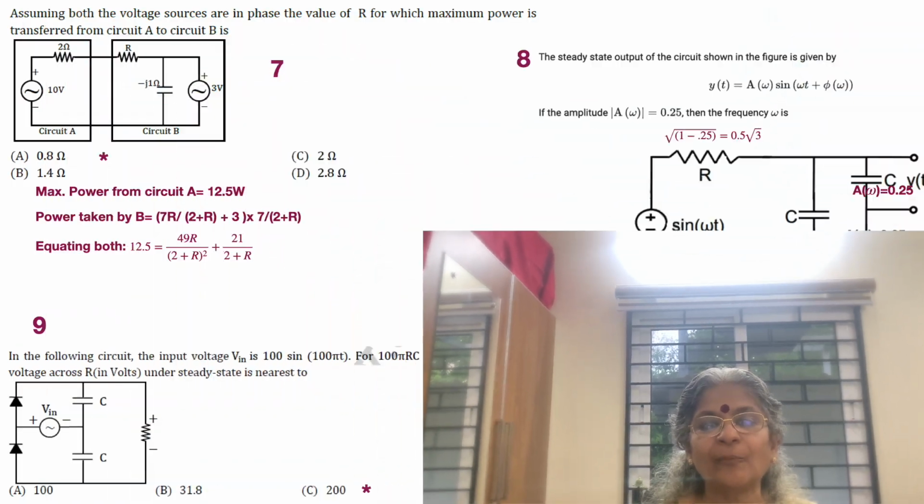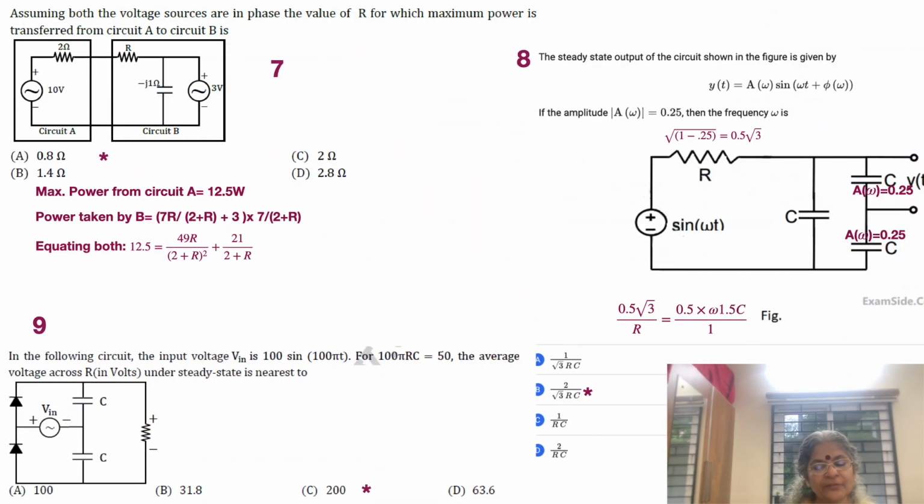So how do you proceed? We know that A(omega) is equal to 0.25. The same current flows through the lower capacitor also, so Yt is the same voltage applicable across the other capacitor also. So the total voltage across the entire capacitor assembly is A(omega) plus A(omega), or 0.25 plus 0.25, which is equal to 0.5.